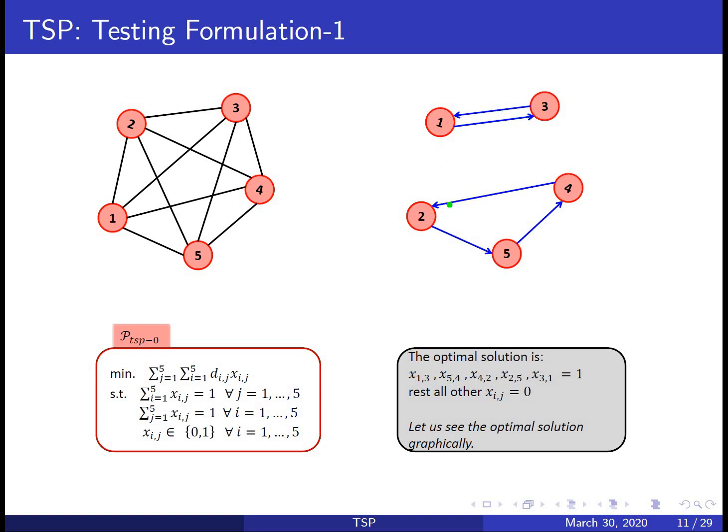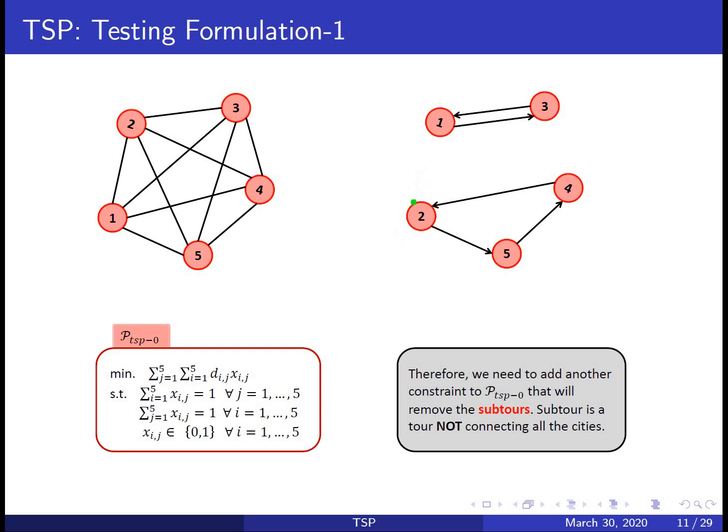On the other side, you are going from 2 to 5, 5 to 4 and 4 to 2. So this is not a TSP feasible solution. Although we have the optimal solution for this formulation, it is an infeasible solution to the TSP problem. That means this formulation has some deficiency. It doesn't capture the entire TSP constraints. And we are going to see in the next slide how to fix those issues.